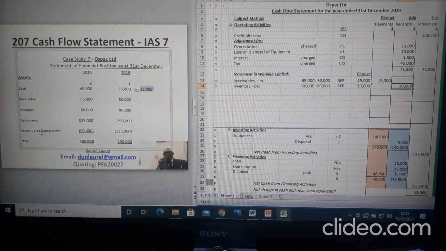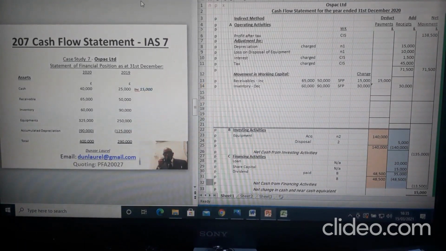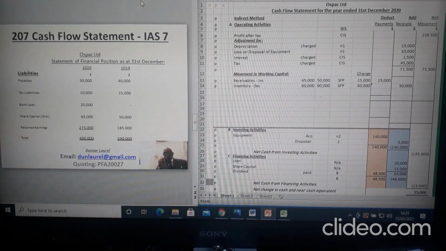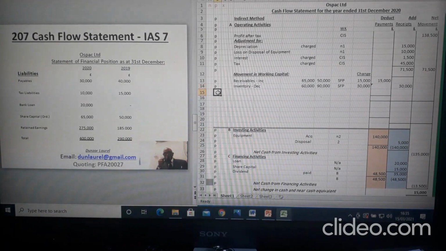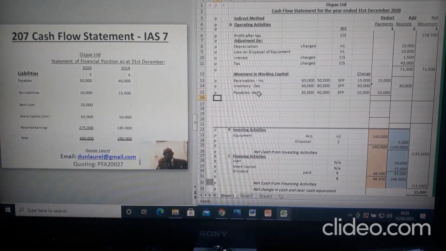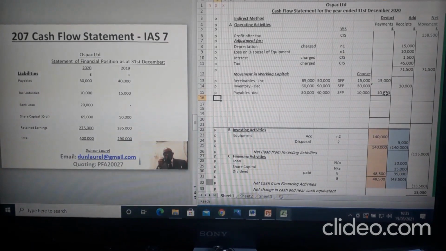Now, the other things are investing activity. We don't have to look at the remaining. So let's go to the liability side. Payable. Let's post the payable. Look for the difference. The difference is a decrease from 40 to 30. Decrease means you have paid. Application. You have paid your suppliers. Application. Payment means application. Receipt means source.